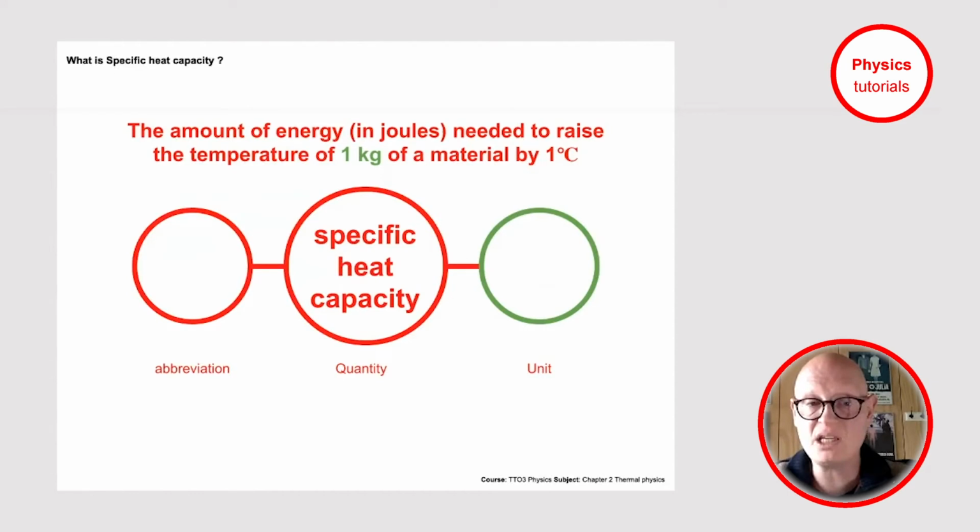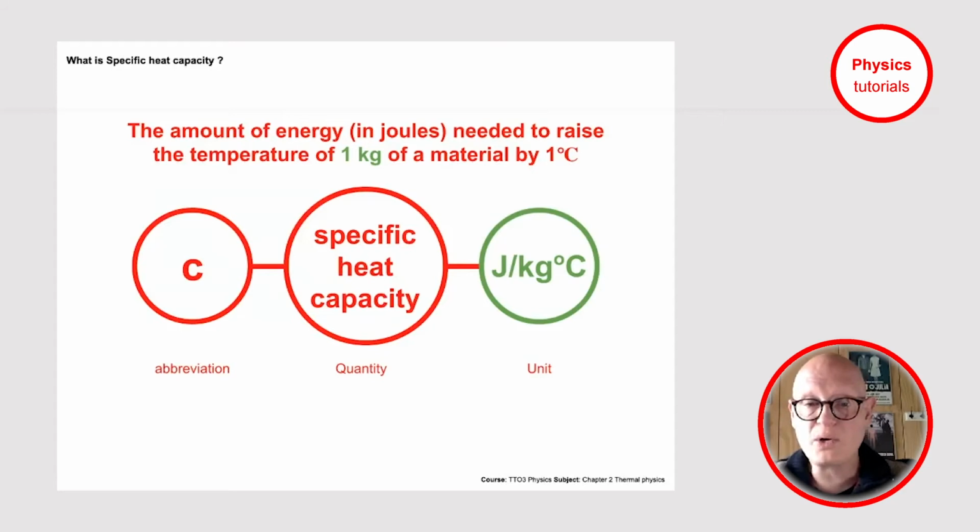And the definition is the amount of energy in joules needed to raise the temperature of 1 kilogram of a material by 1 degree Celsius. We abbreviate the specific heat capacity with the letter c, but now it's not a capital but a small c. And the unit for specific heat capacity is joules per kilogram per degree Celsius.